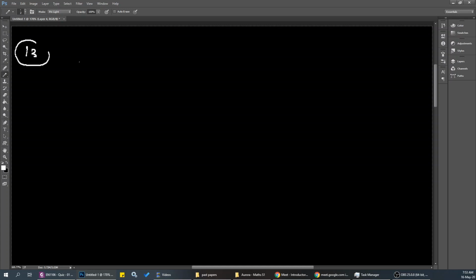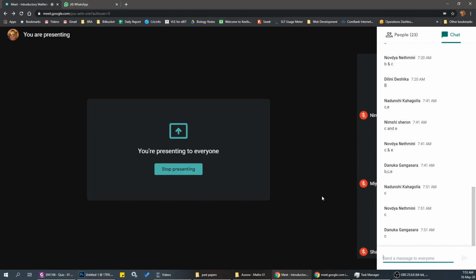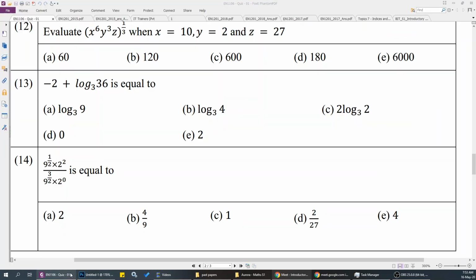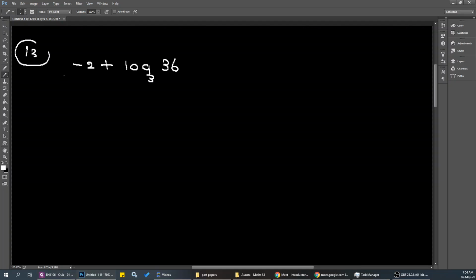Question 13. Minus 2 plus log of 36 to the base 3. What is the answer? Okay, someone says B and C. Thank you. I'm going to simplify this. Minus 2 plus, instead of 36 I'm going to write, how can we write it? We can write it as 9 into 4, right? 9 into 4, base 3.